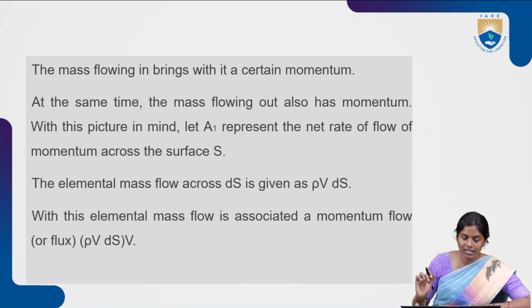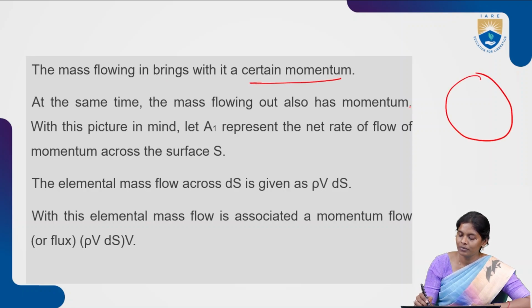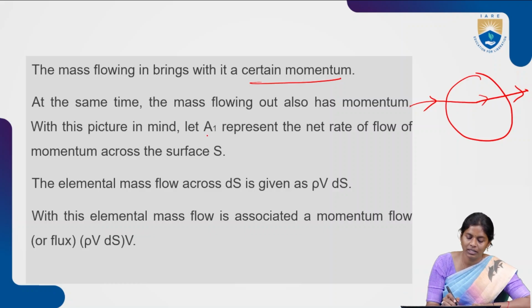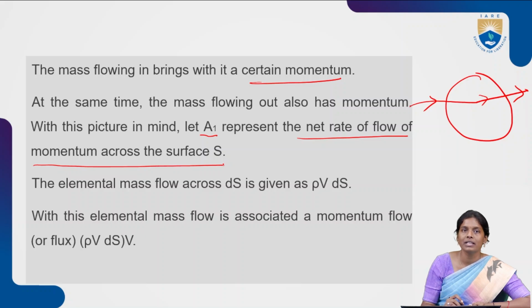When you consider that, the mass flowing in brings with it a certain momentum. When mass flows inside and comes outside the control volume, it carries a certain momentum in and a certain momentum out. So by keeping this in mind, we represent A1 as the net rate of flow of momentum across the surface S.